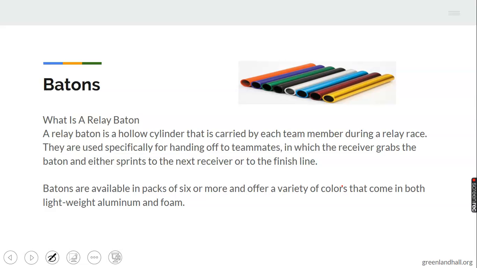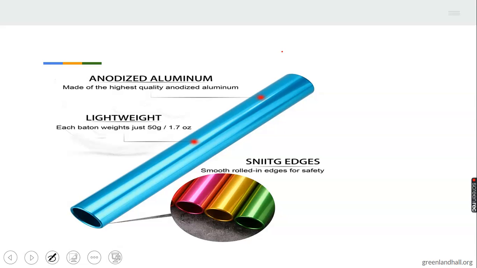Now, batons are available in packs of 6 or more and offer a variety of colors that come in both lightweight aluminum and foam. You can see that we have different colors here. They come in different colors. Okay, this is a picture of a baton.